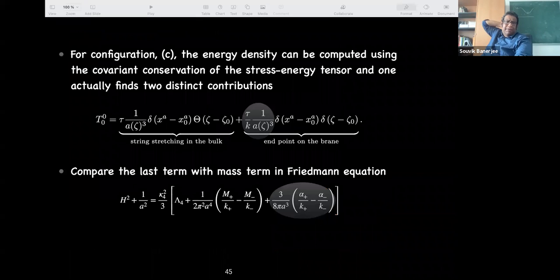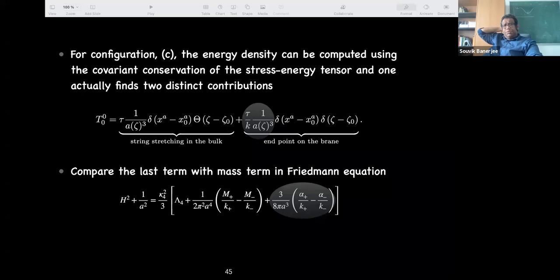And to understand what is happening, if you compute the T00 component of the bulk stress energy tensor, using the covariant conservation of the stress tensor, you will find this sort of pulling strings, the strings of some finite length, that will do two things. One contribution is a purely bulk contribution. It's localized at x, and extended in the zeta direction after zeta equal to zeta naught.